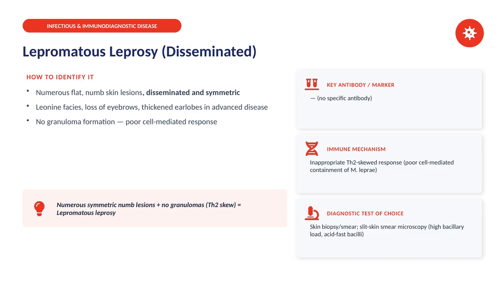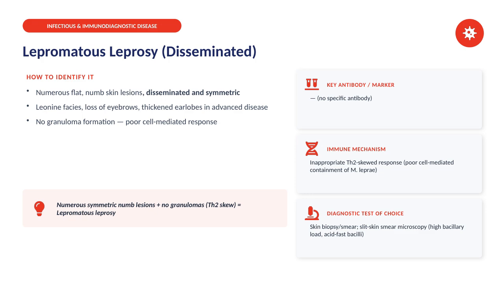Unlike some other forms of leprosy, here there is no granuloma formation because the immune system shows a poor cell-mediated response. This happens due to an inappropriate Th2-skewed immune reaction, which fails to contain the Mycobacterium leprae effectively. There is no specific antibody to use as a marker in this form of leprosy.